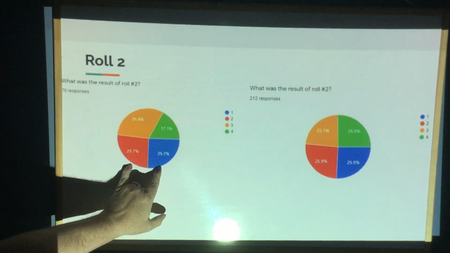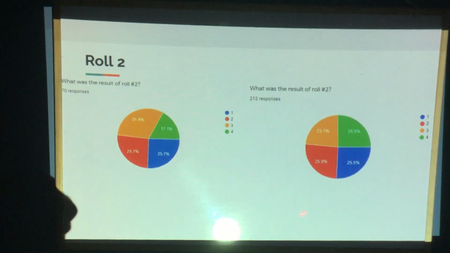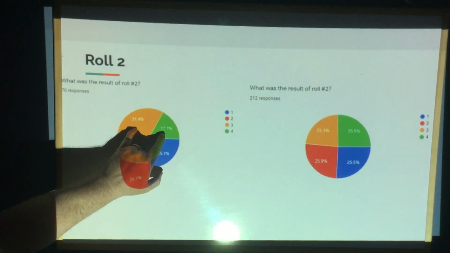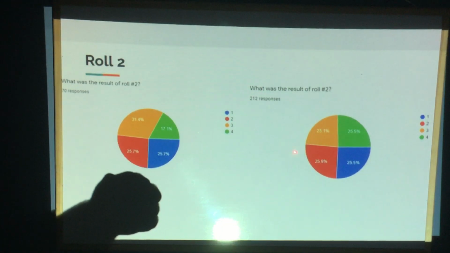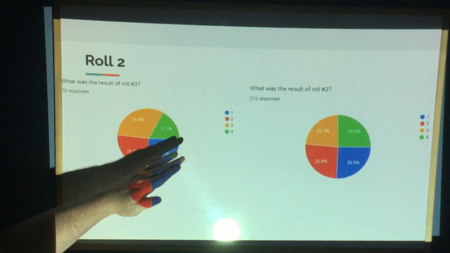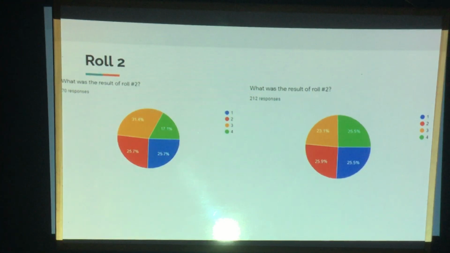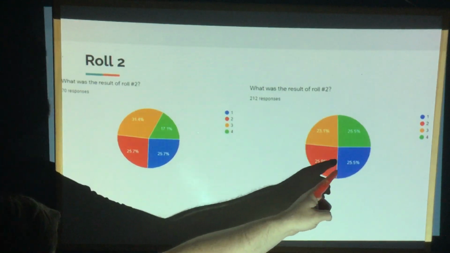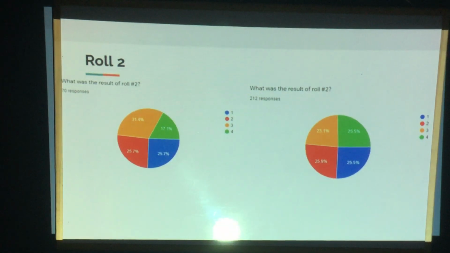Okay, here these two were almost right at 25%, and they stayed right there. But look at how this changed. This 31% and 17% became 23.1 and 25.5. So the law of large numbers started to correct that and make it look almost like a perfect 25, 25, 25, 25. Now it's still not there, but that's only with 212 rolls. So you'll see when I combine all of them, how we got closer yet.